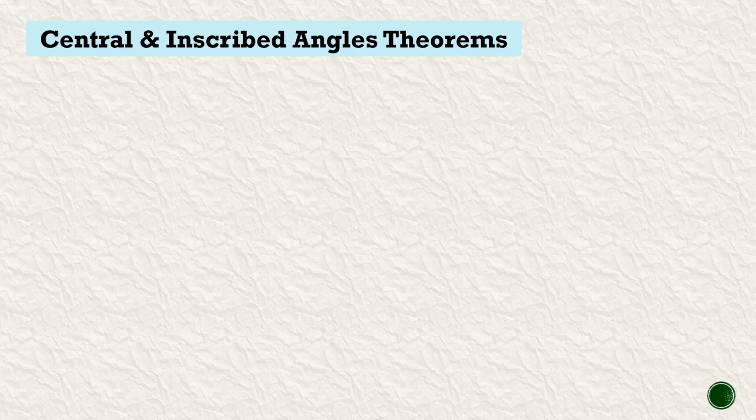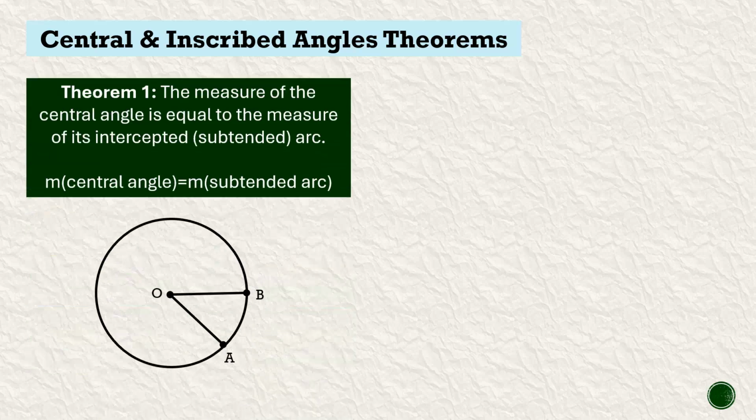Alright, so in this video, I'm going to give you four problems about central and inscribed angles. And before I give you those four, let me first discuss the two theorems that are very important when it comes to solving problems about central angle and inscribed angle. So theorem number one is this one. The measure of the central angle is equal to the measure of its intercepted arc or subtended arc.